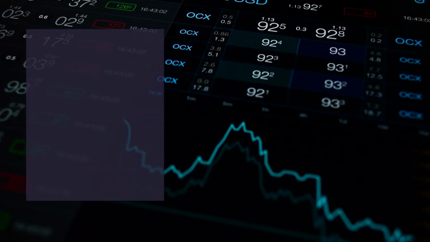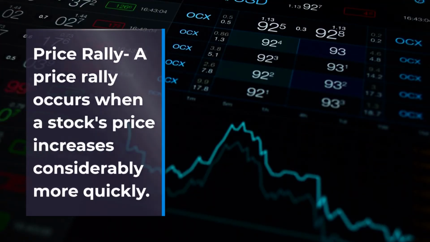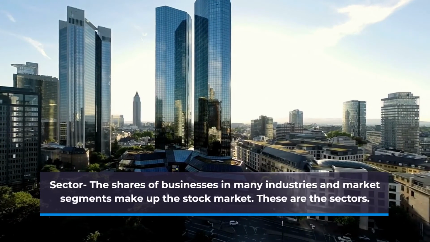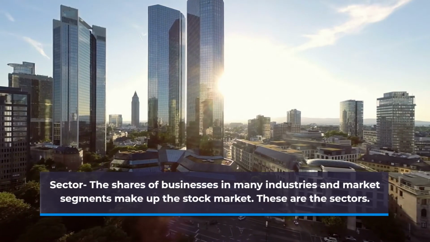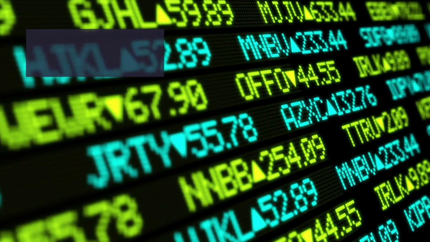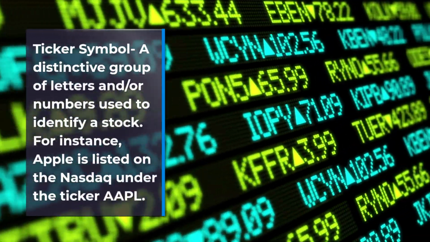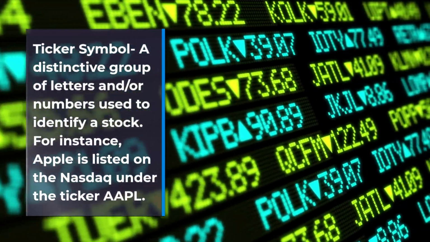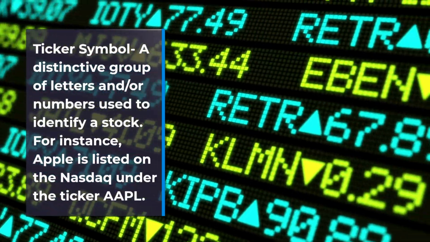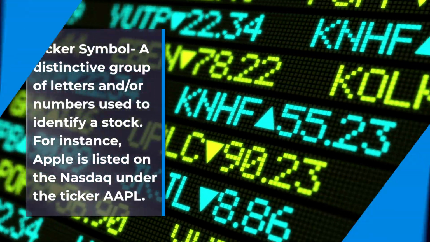Price rally. A price rally occurs when a stock's price increases considerably more quickly. Sector. The shares of businesses in many industries and market segments make up the stock market. These are the sectors. Ticker symbol. A distinctive group of letters and/or numbers used to identify a stock. For instance, Apple is listed on the Nasdaq under the ticker AAPL.